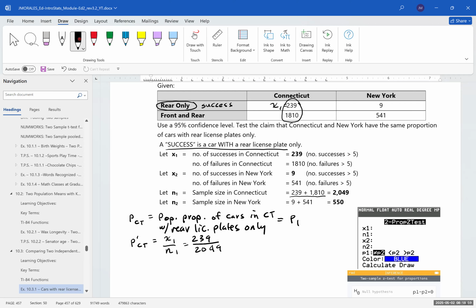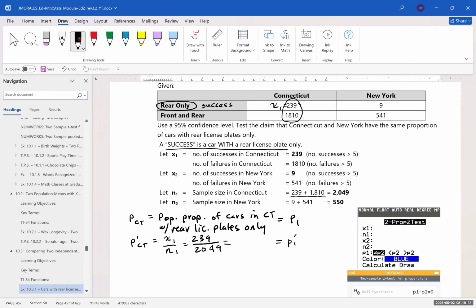I don't think it's going to be necessary for us to actually calculate this sample proportion value. But I want to show how the population proportion and the sample proportion from that population are related. If we were going to continue with this labeling, we'd label this P prime sub 1, something like that.